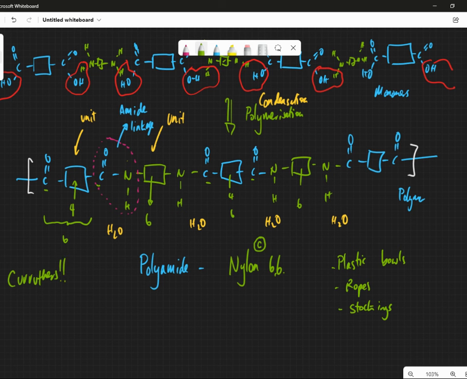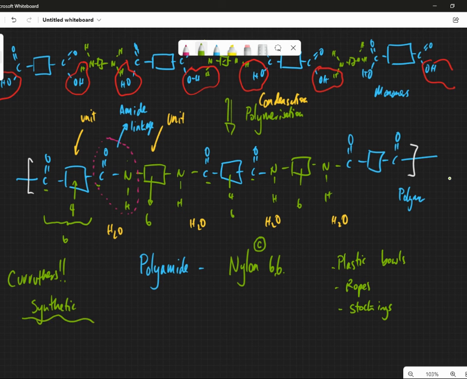Anyway, so that's nylon. So we've got two types of condensation polymer. We have polyesters and polyamides. Polyesters give us Terylene, and polyamides give us nylon. Both of these are synthetic.